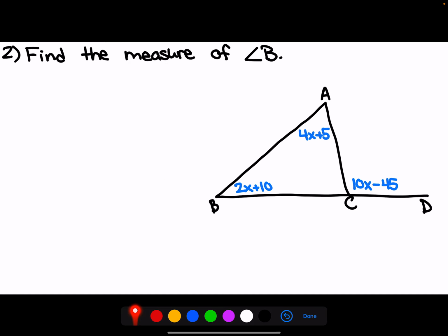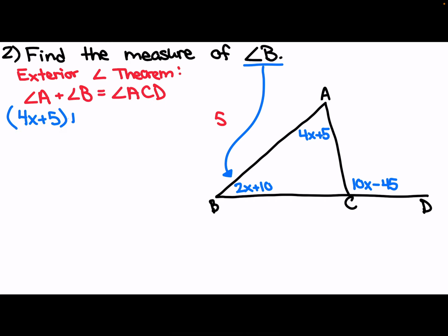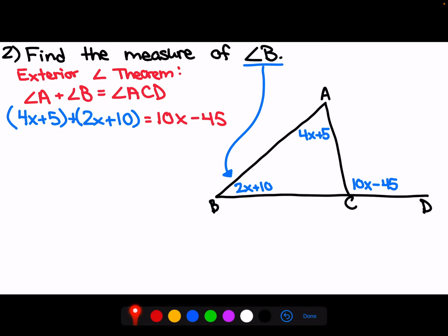All right, next step, number 2. Find the measure of angle B. So we have angle A and angle B are both remote interior angles. They're both inside the triangle, and they're away from our exterior angle, which makes them remote. And if we recall, the remote interior angles, if we add those together, their sum will equal our exterior angle. So I have 2x plus 10 plus 4x plus 5 equals 10x minus 45.